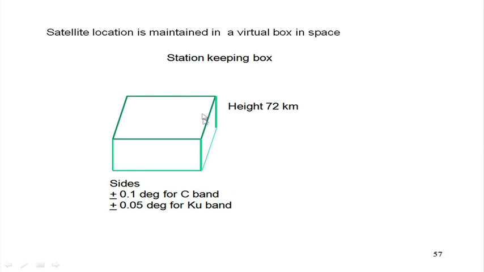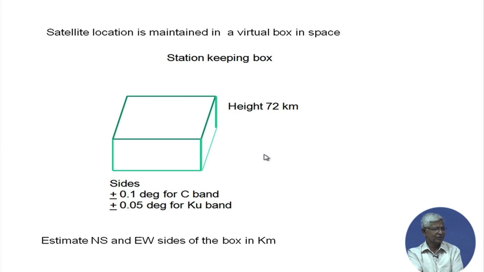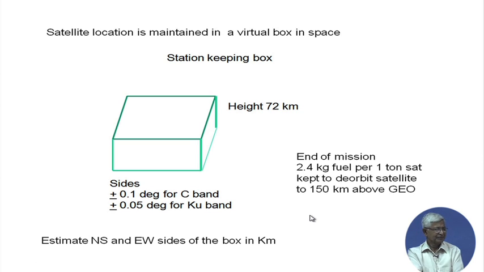These are operational arrangements, but it creates a virtual boundary within which the satellite is allowed to drift, and when it reaches the boundary, the rockets or thrusters on board the satellite are fired to bring it back within this box. It is called the station keeping box. So, you can estimate for this degree how many kilometers it will be for different types of band.